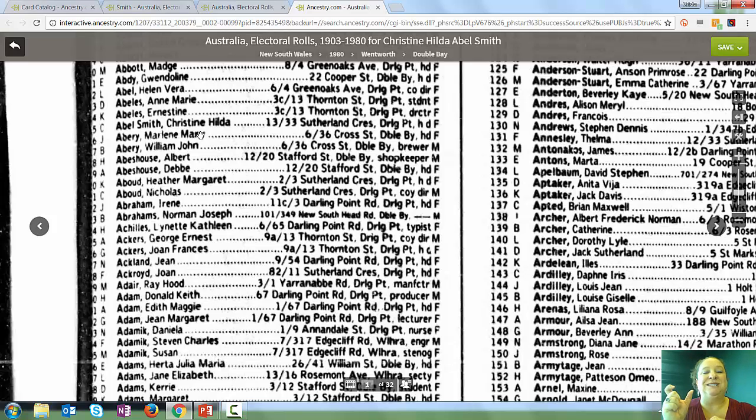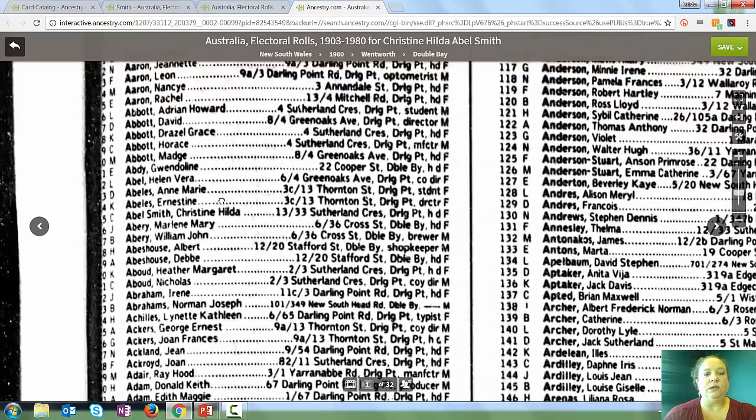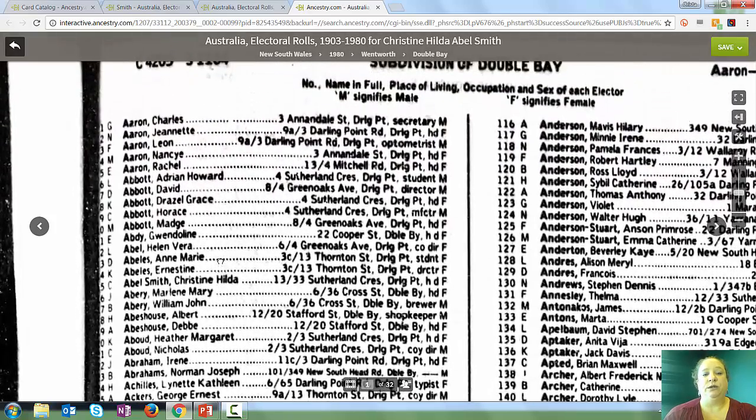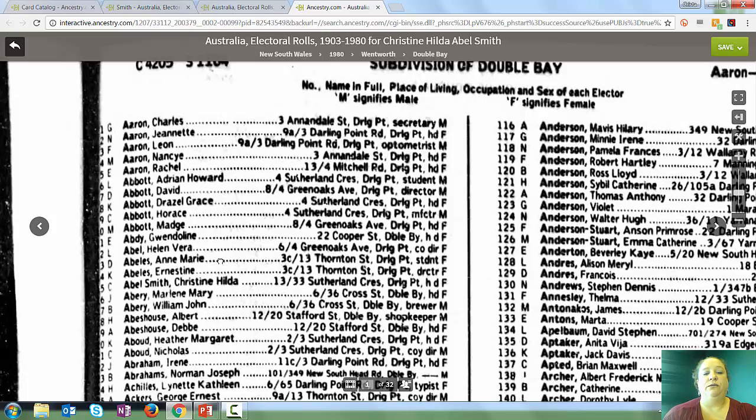Because people are listed with their entire name, including their middle name, it's going to make it a little bit easier to differentiate between individuals who have the same name in the same place. Again, that middle name or middle initial becomes one of the identifying pieces of information that helps us sort people out. So really great resource there for information.